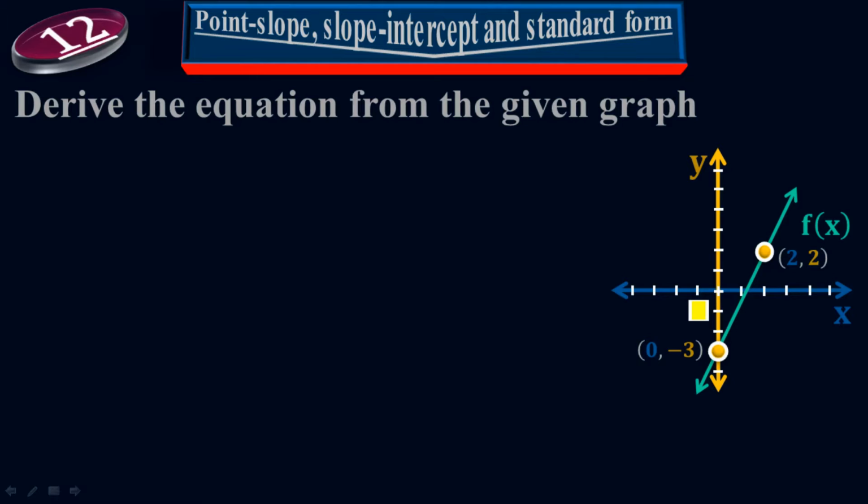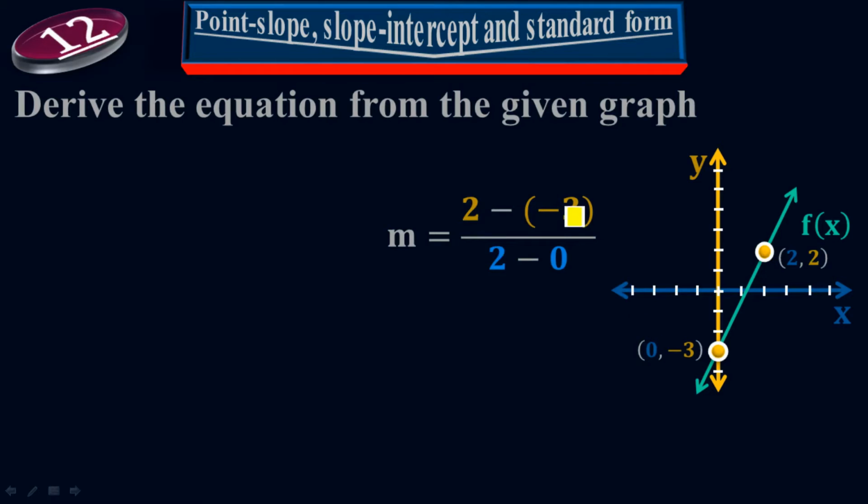One is rise over run and the other is y sub 2 minus y sub 1 over x sub 2 minus x sub 1. Since the coordinate points are given, I'm going to apply the y sub 2 minus y sub 1 over x sub 2 minus x sub 1 procedure, which gives m equals 2 minus negative 3 over 2 minus 0. Look, my y sub 2 is here. Y sub 2 is 2 and then minus y sub 1 is negative 3.